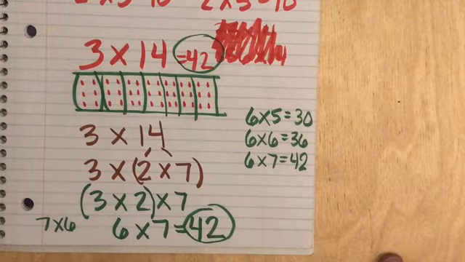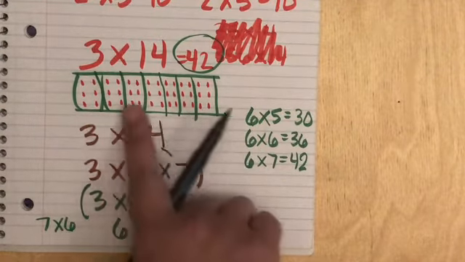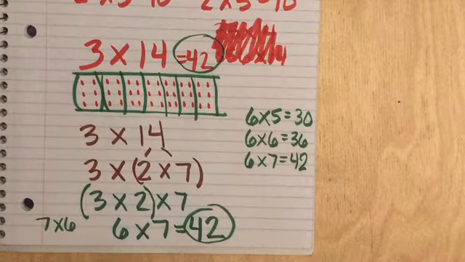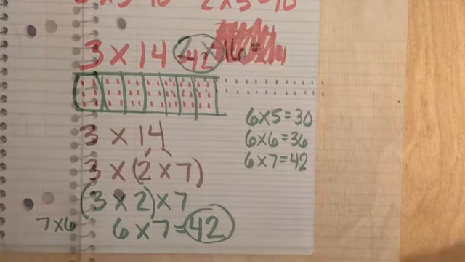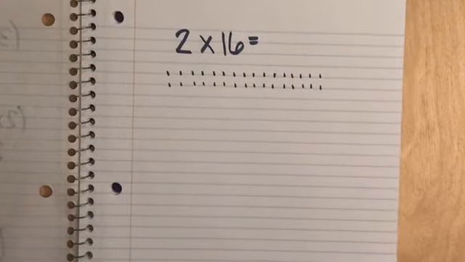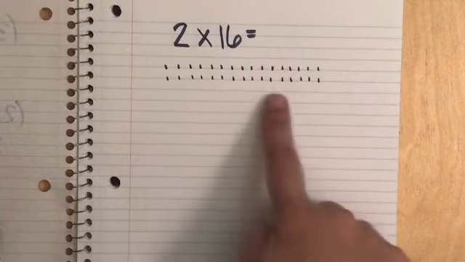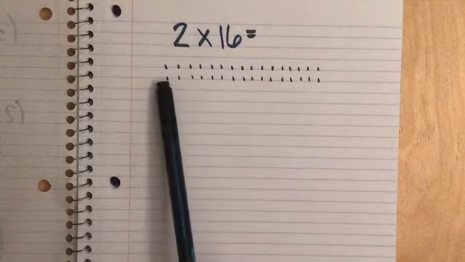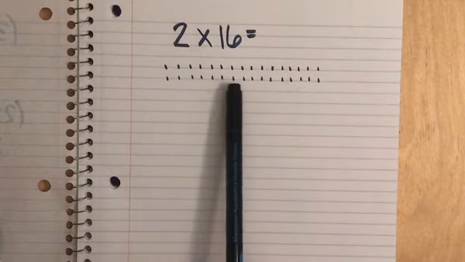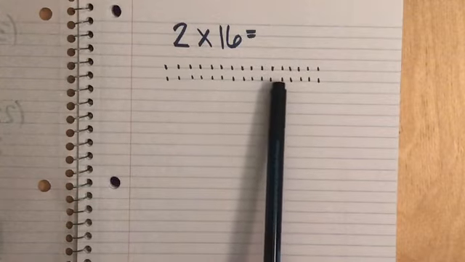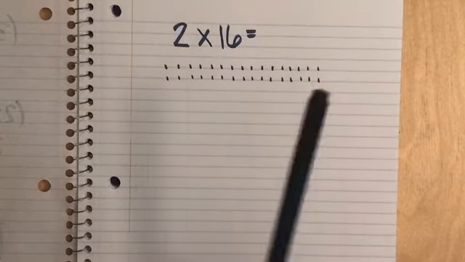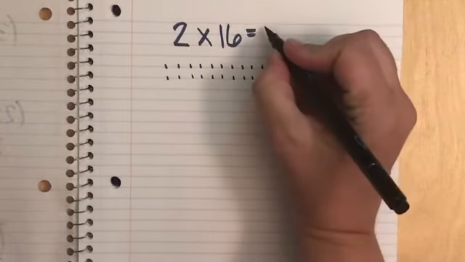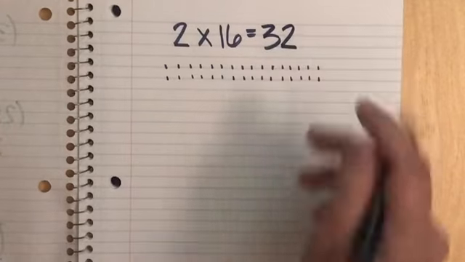Let's go ahead and do a few more problems. If you want to do this to your own array to prove it, please go ahead and do so. I like that you're proving it. For our next problem, write 2 times 16 equals, draw the array and find the product. Press pause and then press play when you're done. All right, so for 2 times 16, what you should have found was 2, 4, 6, 8, 10, 12, 14, 16, 18, 20, 22, 24, 26, 28, 30, 32. All right, so we got 32. That's what you should have gotten.